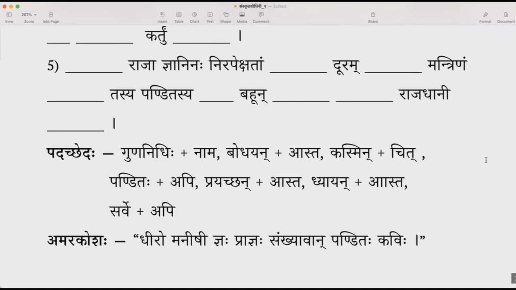Kasminchit, you'll have an anuswara and ish, yeah. So kasminchit. Panditopi. Prayachan nasta, okay. Dhyayan.